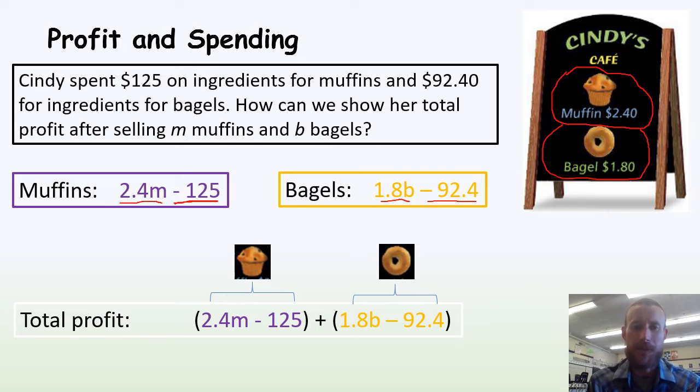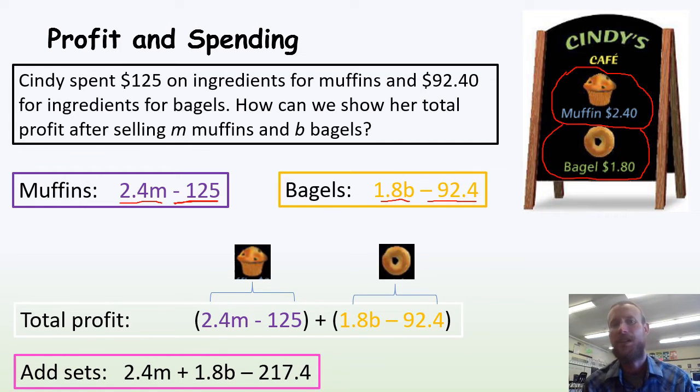That would be how much profit she gets from her muffins, 2.4M minus 125, plus the amount of profit she gets from her bagels, 1.8 for each bagel minus 92.4. Here we have some negative numbers. Those are from her investments, what she had to pay for the ingredients. So adding our like terms together, we get a little bit of a different answer. We get 2.4M because that depends upon how many muffins she sells, plus 1.8B. That depends on how many bagels she sells.